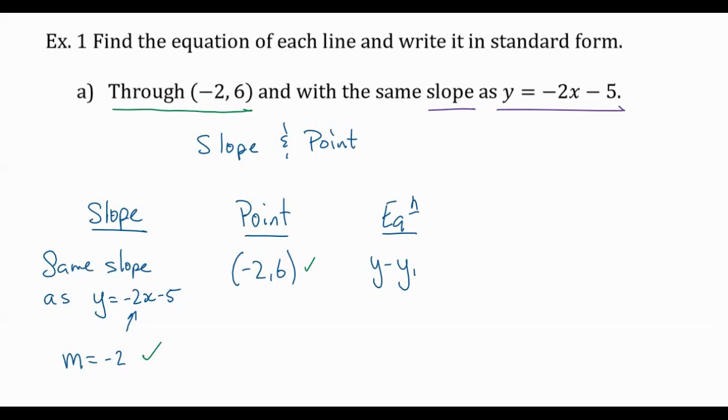y minus y1 equals m times x minus x1, at a slope of -2 through the point (-2, 6). Hey, and we'll go through this quickly. You don't have to copy my steps. You can do this yourself for some extra practice, but I'll do this quickly. We've done this lots of times. Really, I mean, this is good practice, don't get me wrong.